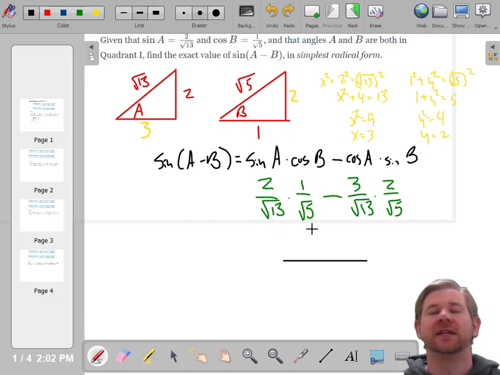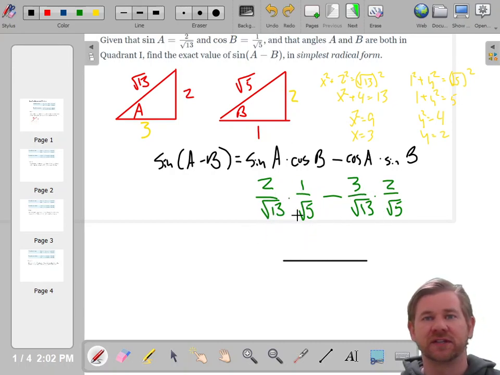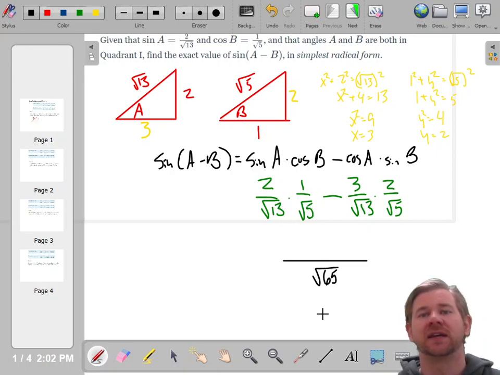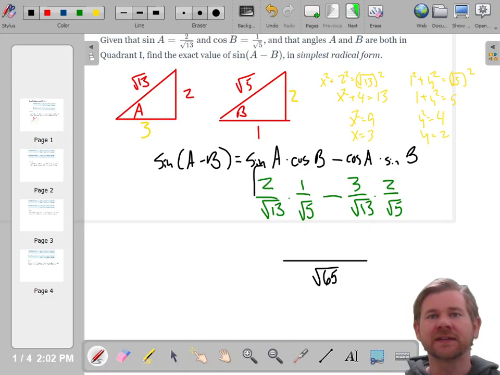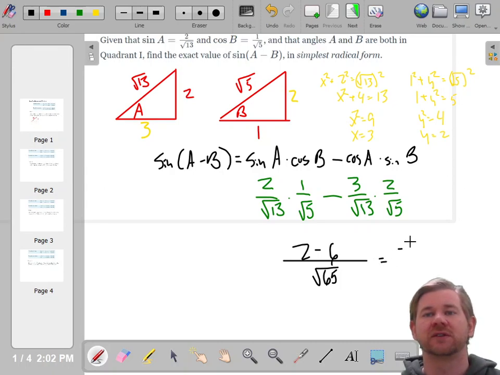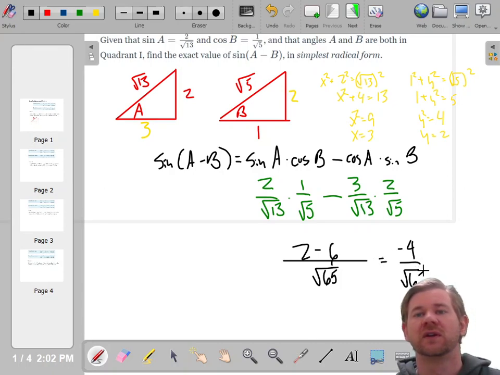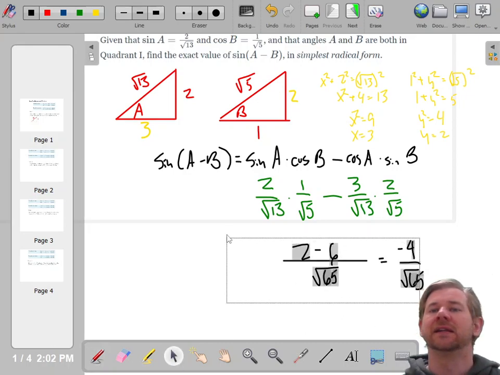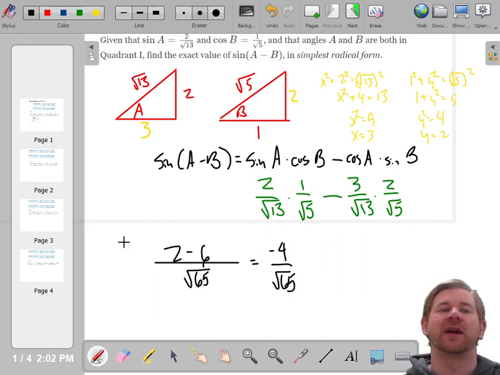Now the nice thing about these problems, when this works out, is you already have a common denominator. It's radical 5 times radical 13. Well, those are both under the radical, so you just multiply 5 times 13 and get 65. And in the top, I have 2 times 1 is 2, and 3 times 2 is 6, so 2 minus 6. I'll just write this as negative 4 over radical 65. And like we've been doing all semester, you just got to rationalize that.